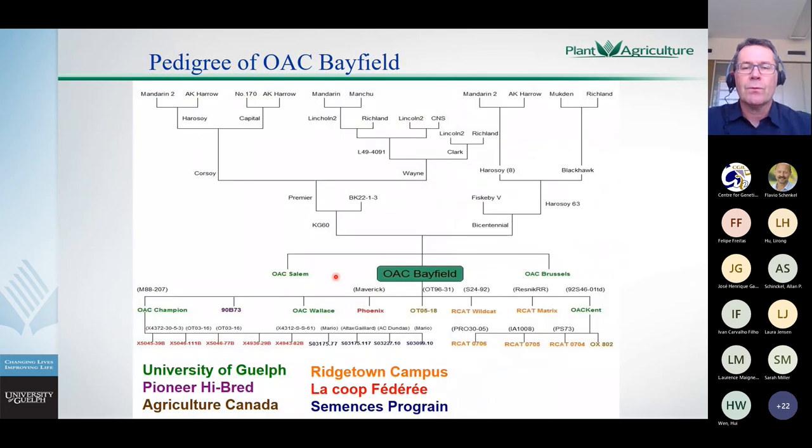So this is what it looks like if you go back several generations from OEC Bayfield. The earliest or farthest back is the top row. The progeny of Bayfield is down here at the bottom. And as you can see, the progeny included not only the University of Guelph cultivars, but Pioneer Hybrid, which is now Corteva, Agriculture and Agri-Food Canada, Ridgetown Campus varieties, La Coop Fédérée, and a semence program in Quebec. So all of those different cultivars had OEC Bayfield as a parent or grandparent, and they were highly performing still.